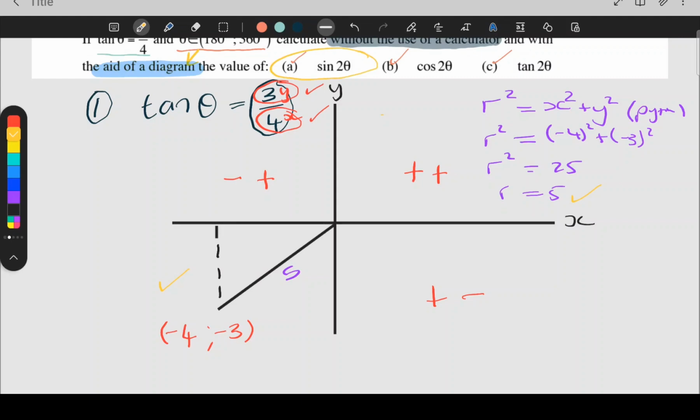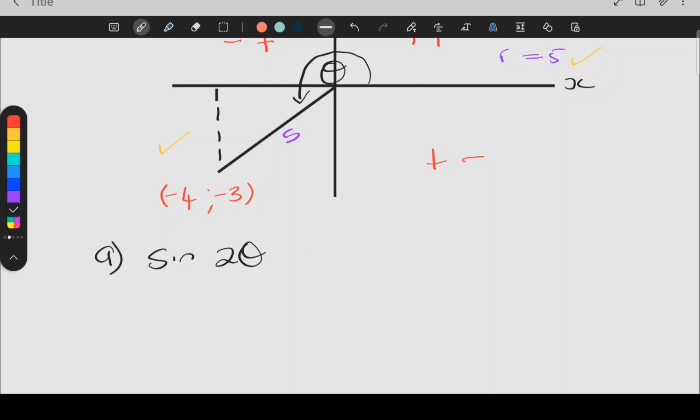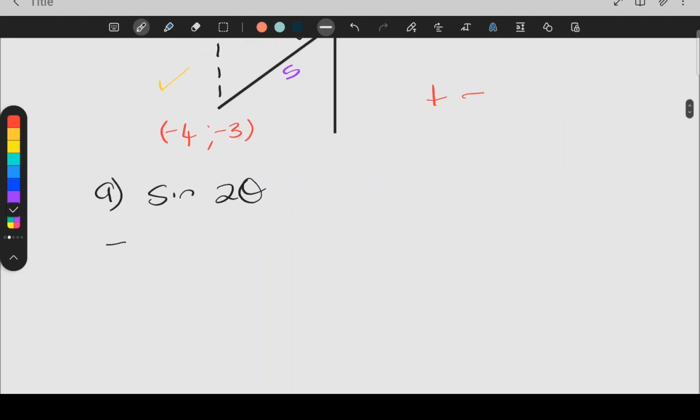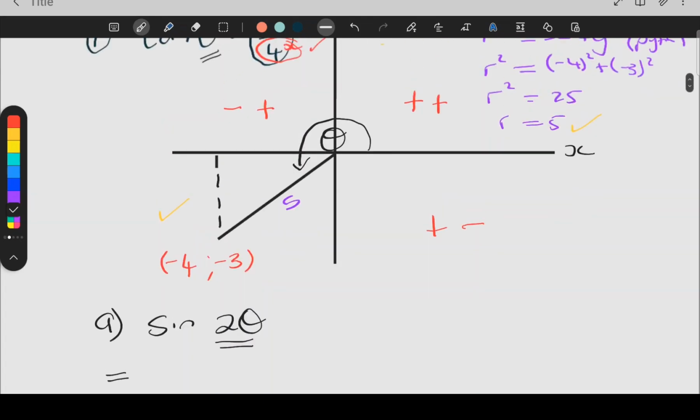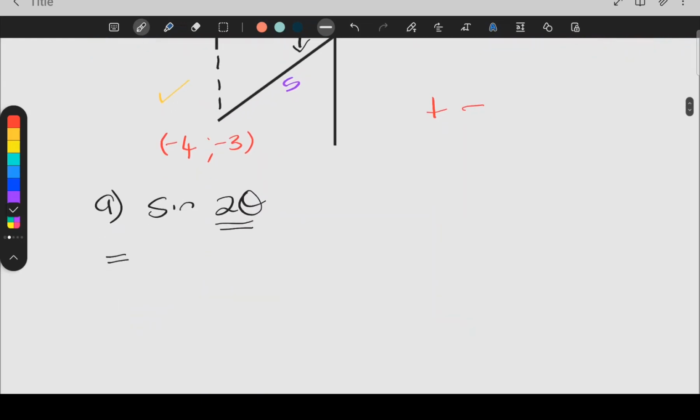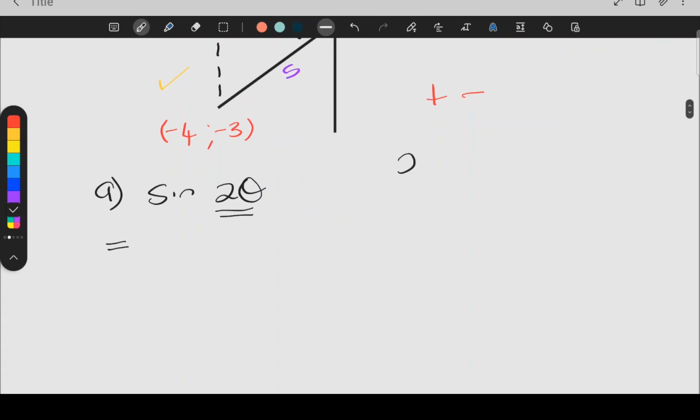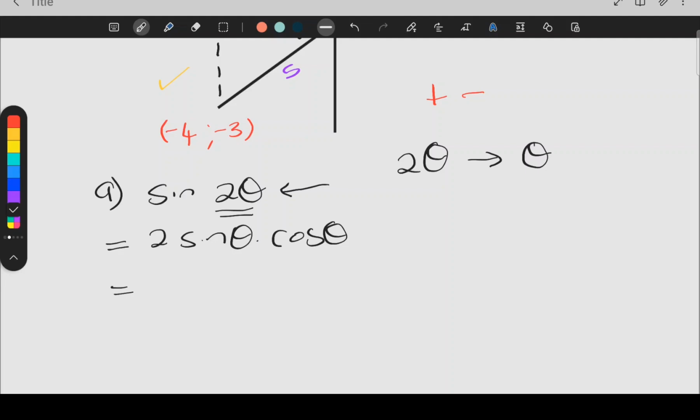They say you must calculate this. A, sine 2 theta. Oh, remember, let's put this in. This whole angle is theta. So now let's look at the question. Number A says calculate sine 2 theta. Now remember, this 2 theta, if I look at my diagram, there's no 2 theta. The angle is theta. So I have to change the 2 theta to only a theta. This is on my formula page. It's a double angle. It's 2 sine theta cos theta. And now I have theta.